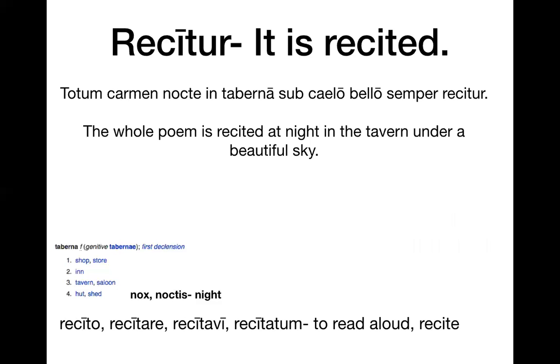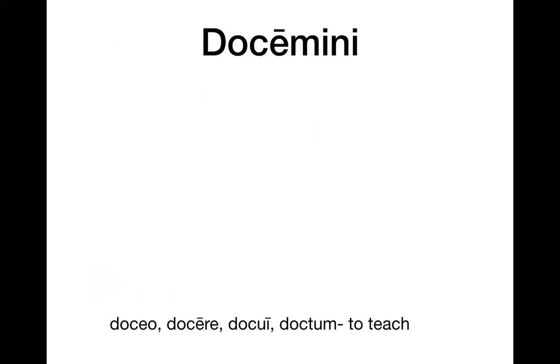Under a beautiful sky. The whole poem is always recited at night in the tavern under a beautiful sky. I forgot to put "always." Good. Yeah. Homer used to recite his poetry all the time in taverns, and people would just hang out and listen to him. Good. Okay, so that's third person singular.